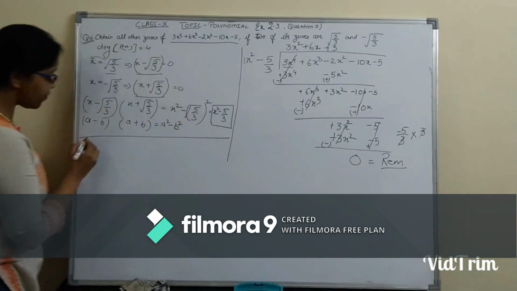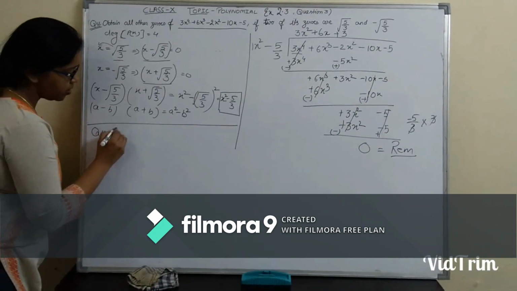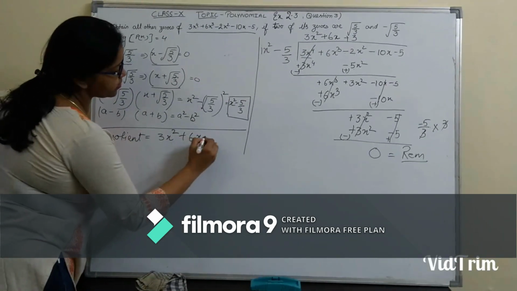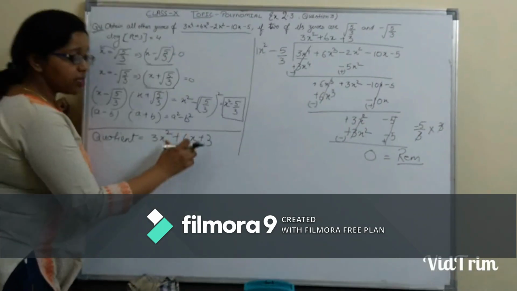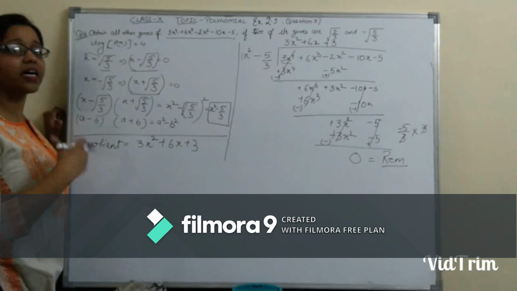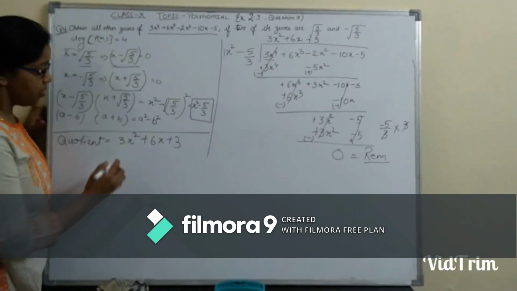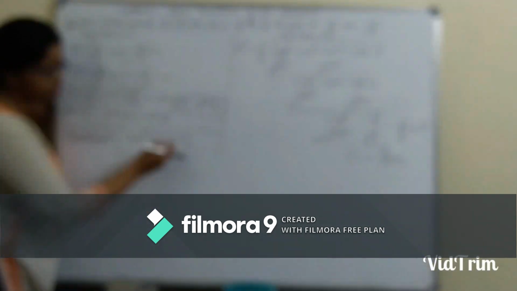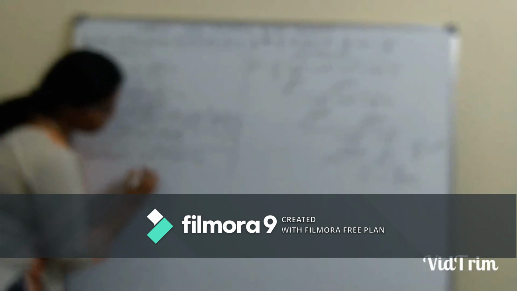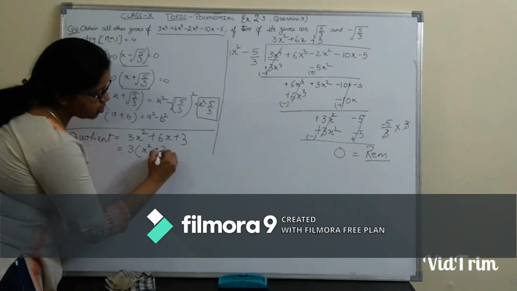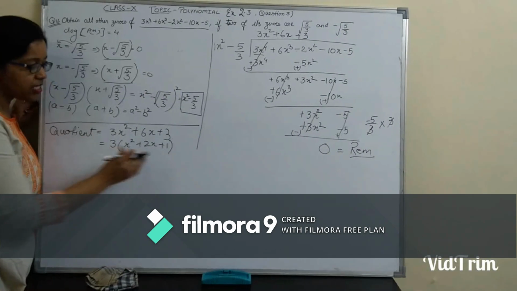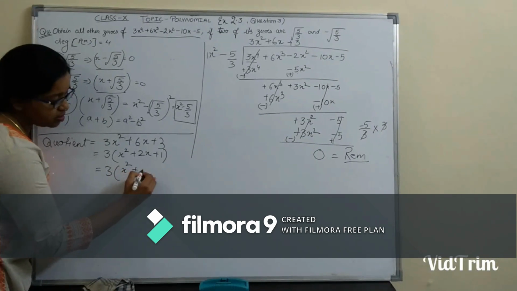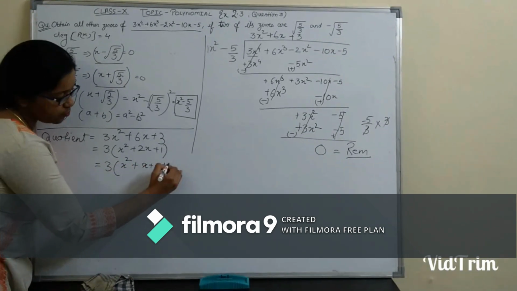Now what we will do in the next step? Here we know that the quotient is 3x square plus 6x plus 3. Now we will factorize this quotient to get the other factors. Okay. Now first of all, before factorizing it, I am taking out 3 common. Why? Because it will be easy to factorize it further. So 3, we are left with x square plus 2x plus 1. Now it is easy for me to factorize this term.